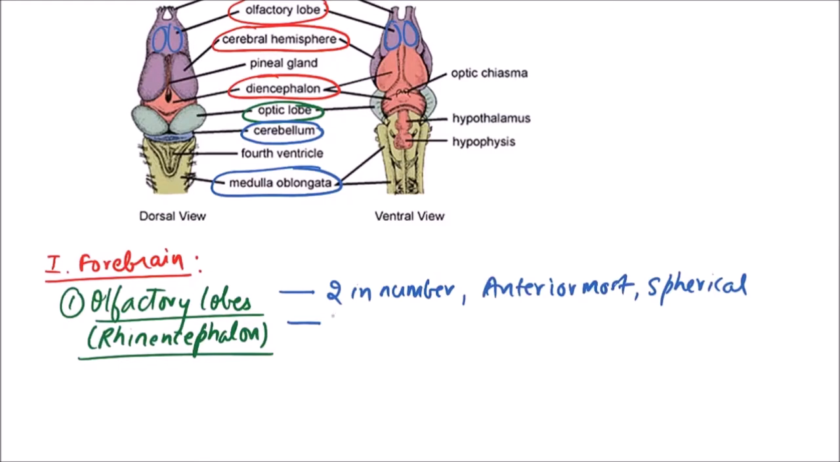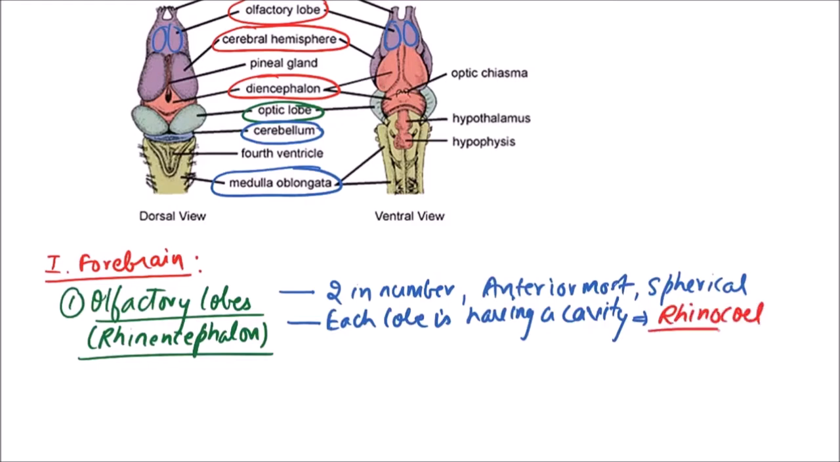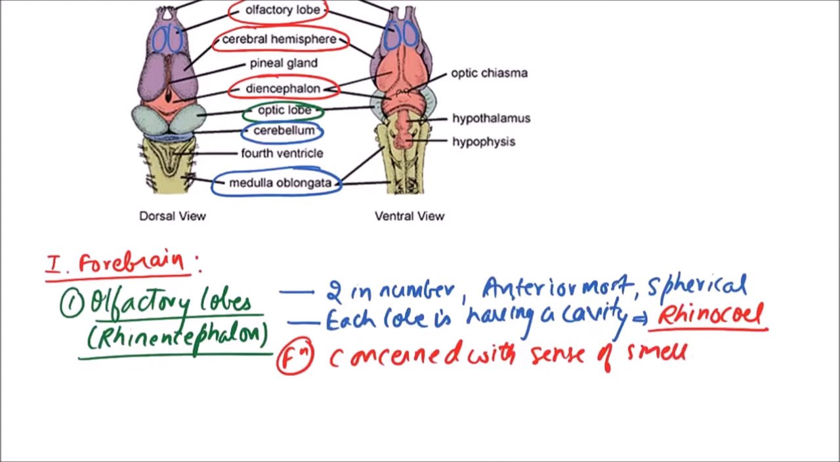Then each lobe has a cavity which is known as rhinocele. Next, what is the function? Function of olfactory lobe is that it is concerned with olfaction or sense of smell. Actually, the sense of smell in frog is relatively poor.